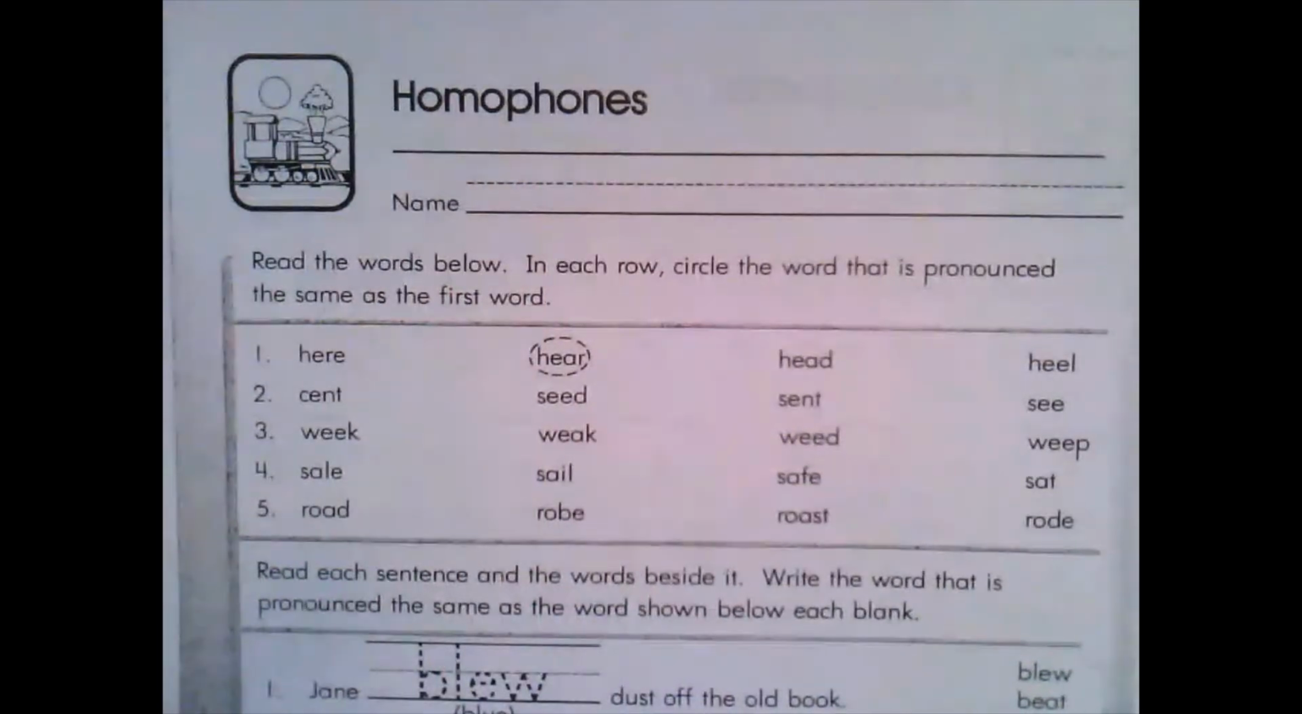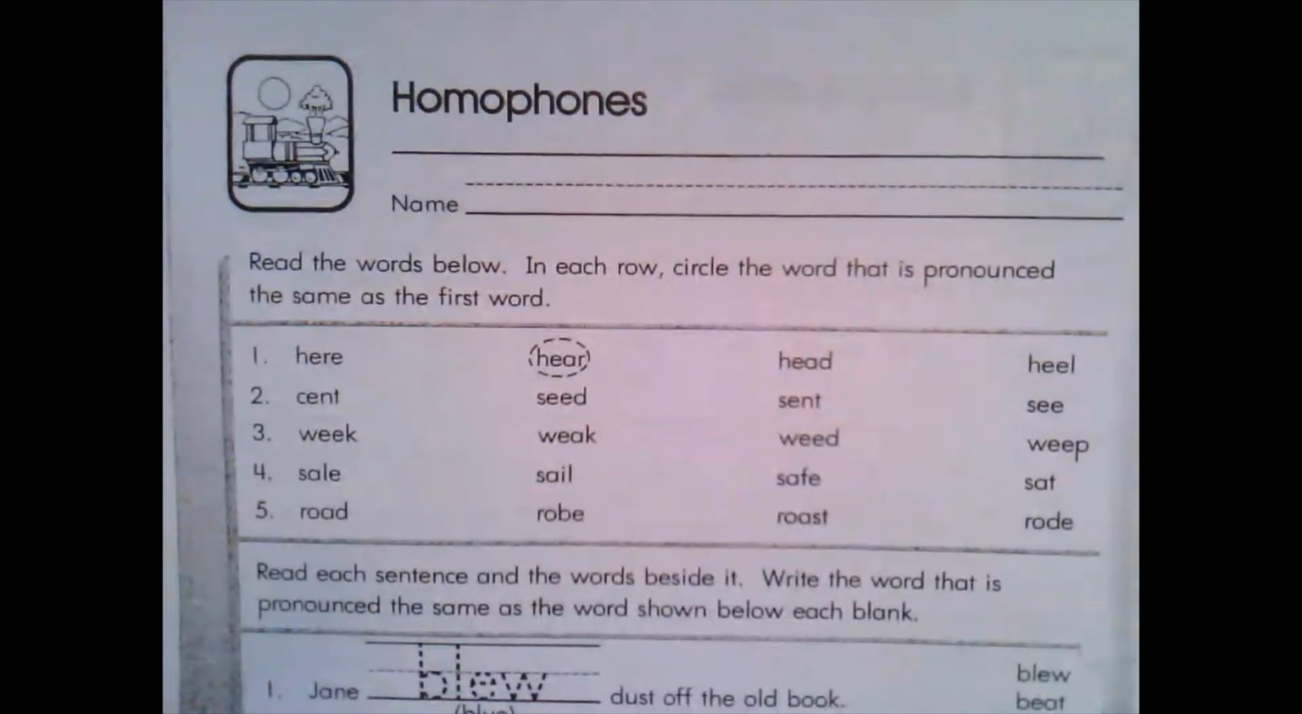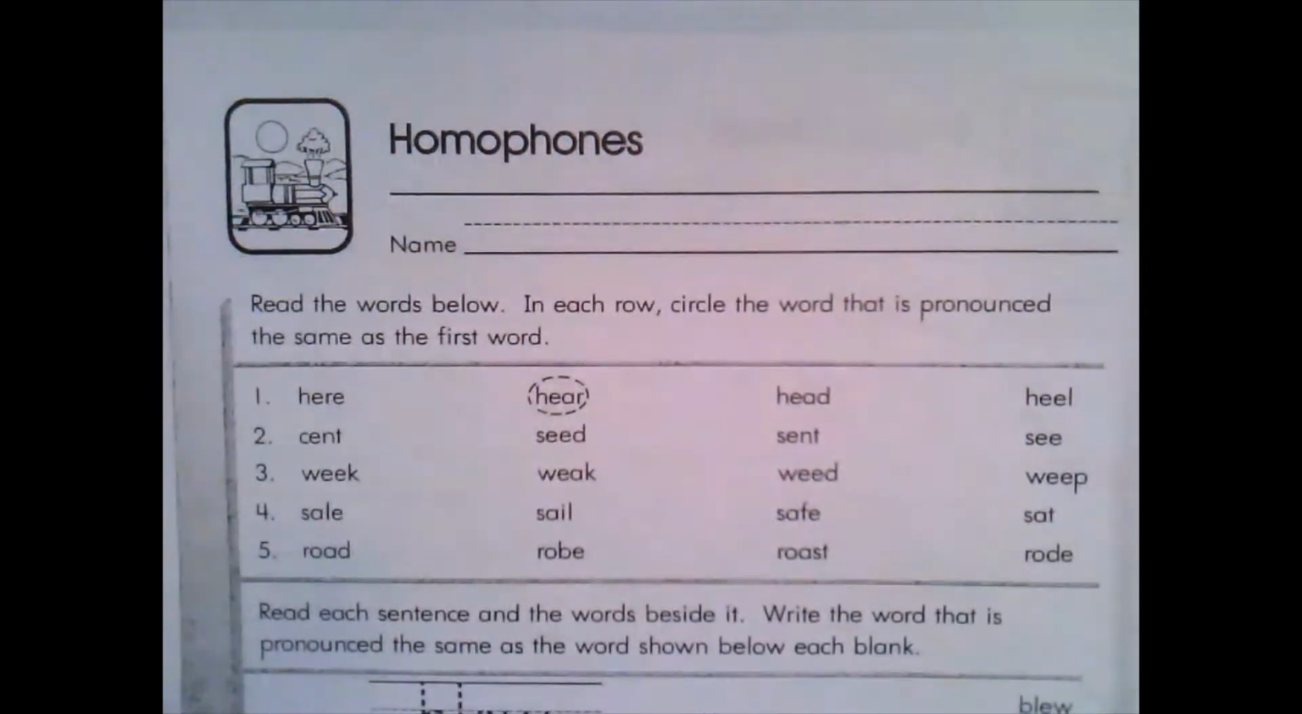Homophones are something that we never got to talk about in class, but they're not that hard. A homophone is a set of words that sound exactly the same, but they're spelled differently and they mean different things.